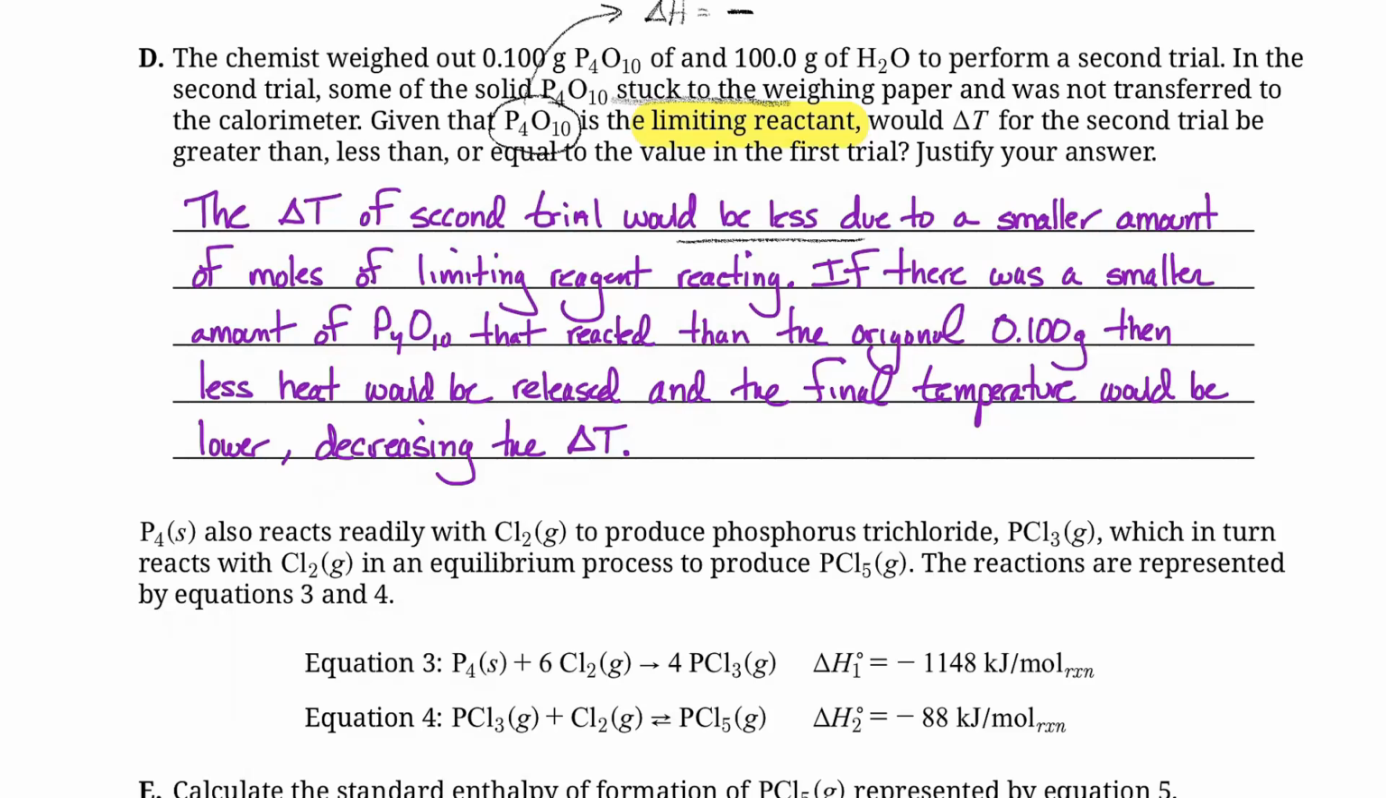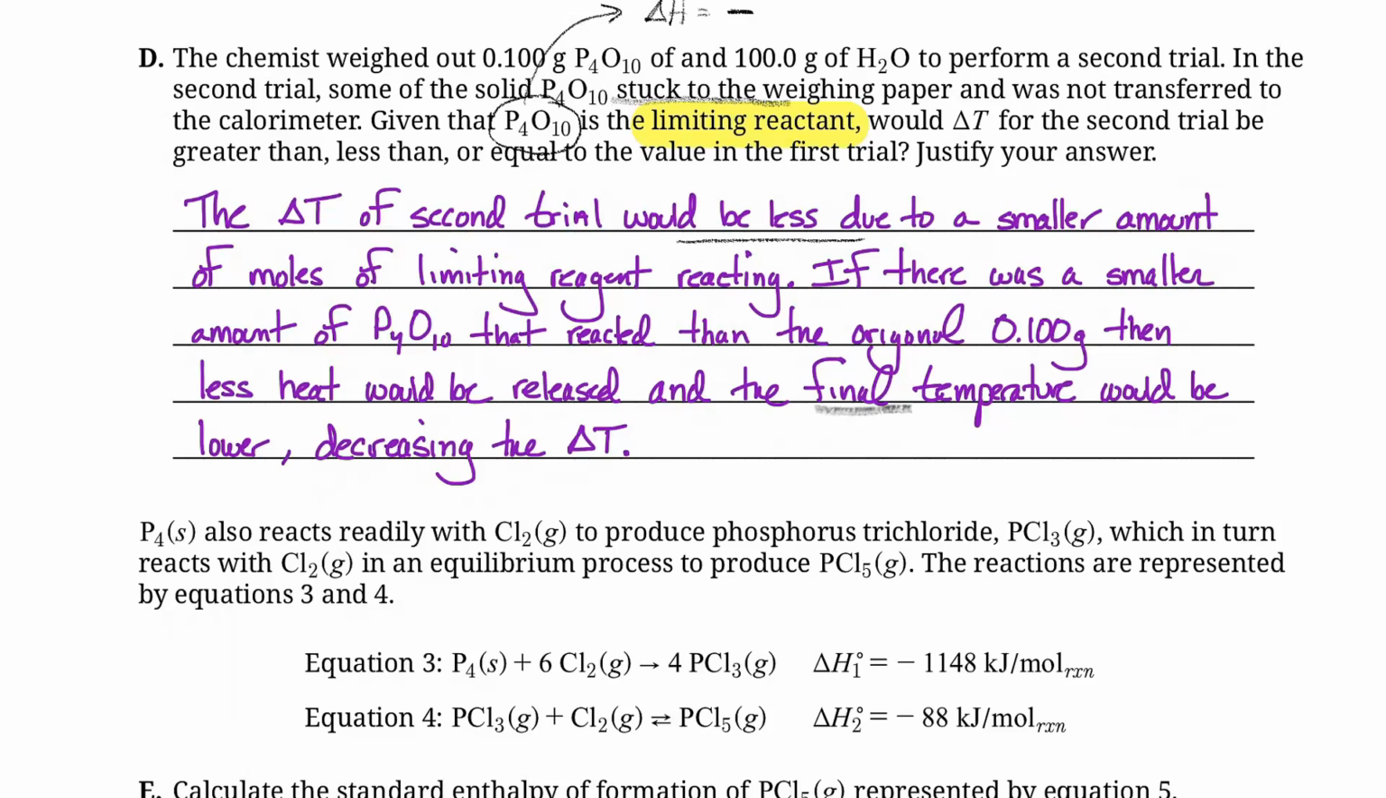So I said in the second trial there'd be less due to the smaller amount of moles of the limiting reagent reacting. If there was a smaller amount of P4O10 that reacted than the original, then less heat would be released and the final temperature would be lower, decreasing the change in temperature. Look what I did there. I said because you had less of it, and because the P4O10 is responsible for the heat release, less heat would be released and the final temperature would be lower.